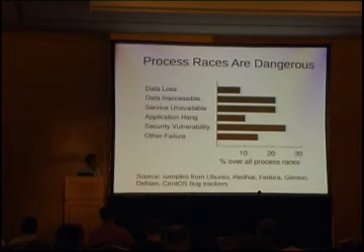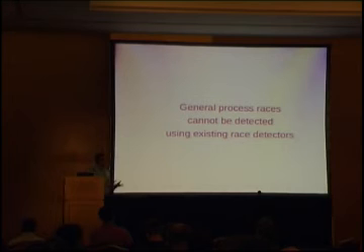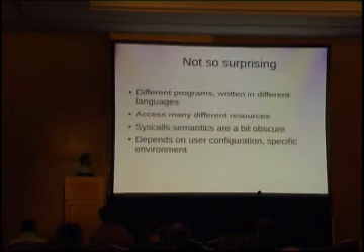But now, can we detect them? So we looked at the different types of races, and this graphic shows the distribution of races in our study. So we can detect thread races, no problem. We can do that. We can do talk-to races. But to detect the general case of process races, well, we fell short. So general process races cannot be detected by using existing race detectors. And it's not so surprising because those races involve different programs written in different languages.